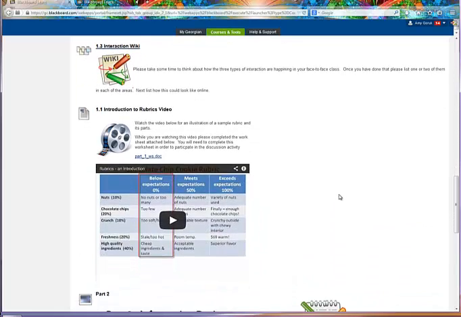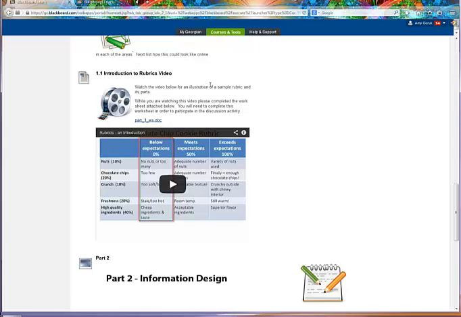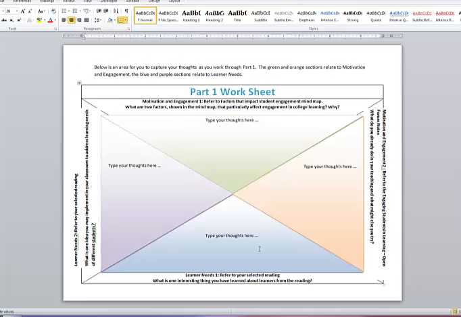Here's another example. Introduction to rubrics video: watch the video below for illustration of a sample rubric and its parts. While you're watching this video, please complete the worksheet attached below. You'll need to complete this worksheet in order to participate in the discussion activity. And here's the worksheet as they go through.